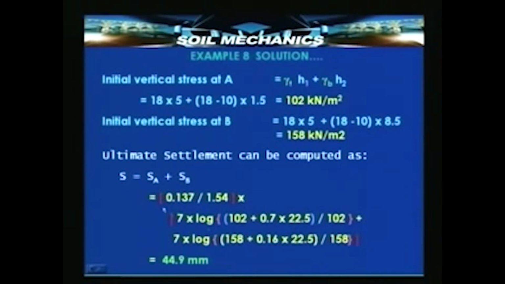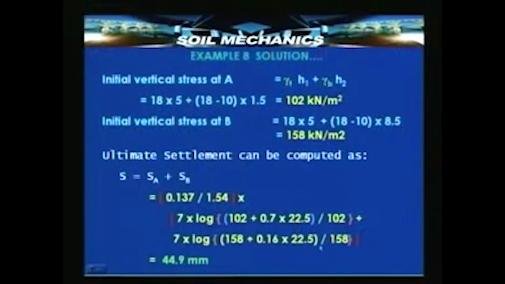I must mention here that the settlement calculation involves the total thickness of the soil layer, whereas the rate of settlement includes the length of the drainage path. We are at the moment calculating the total settlement, and therefore, the value of 7 that has been used here and the value of 7 used here are both nothing but thicknesses of the upper layer and the lower layer respectively.